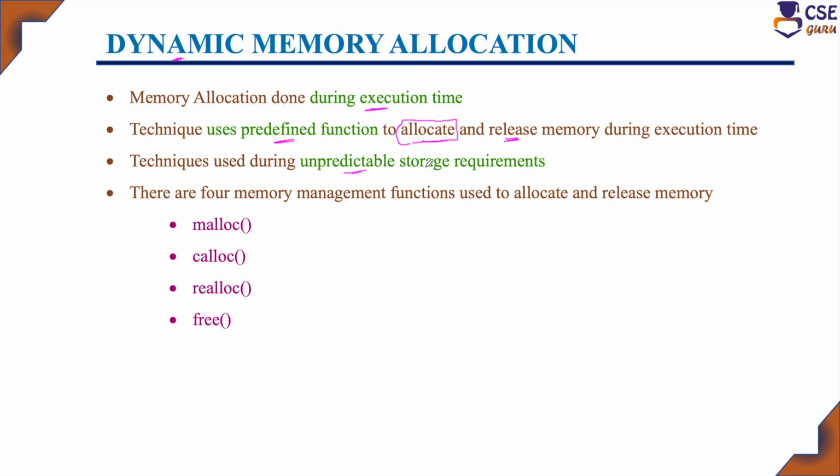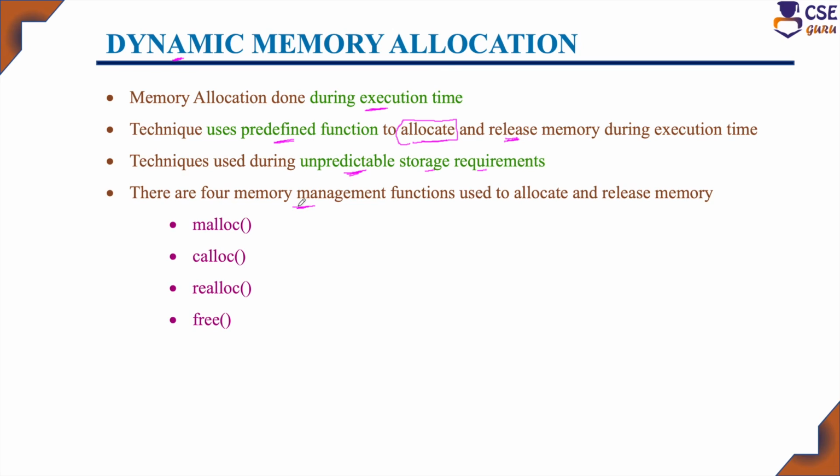This is the type of technique which is used during unpredictable storage requirements. That is, in prior, we don't know how much memory is required for execution. In that case, we will prefer dynamic memory allocation. If you know the size of the memory required, we can allocate statically. But if you don't know how much is required during execution, we will go for dynamic memory allocation. So this is the case for unpredictable storage requirements.